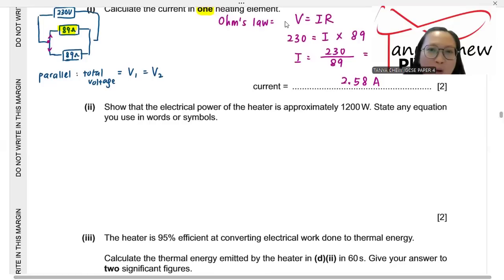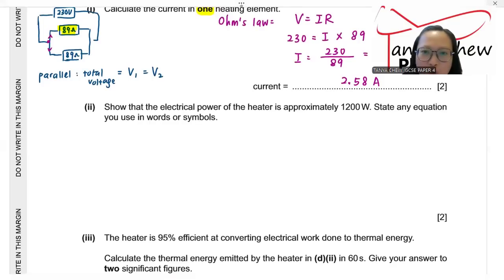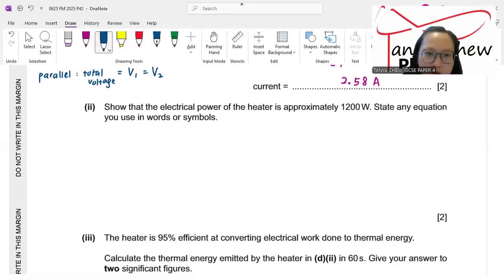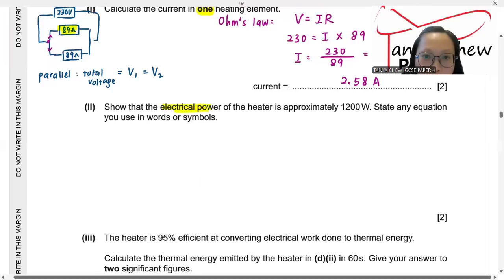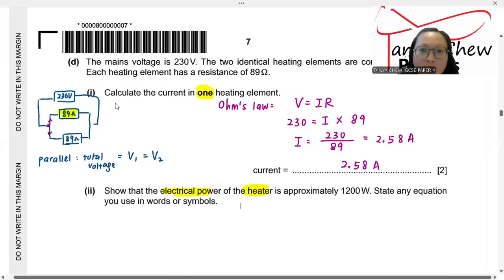So the popular one is being used, because you have to read this question carefully. This is a very tricky question. They ask you about electrical power in the heater. So the heater consists of two heating elements, right?